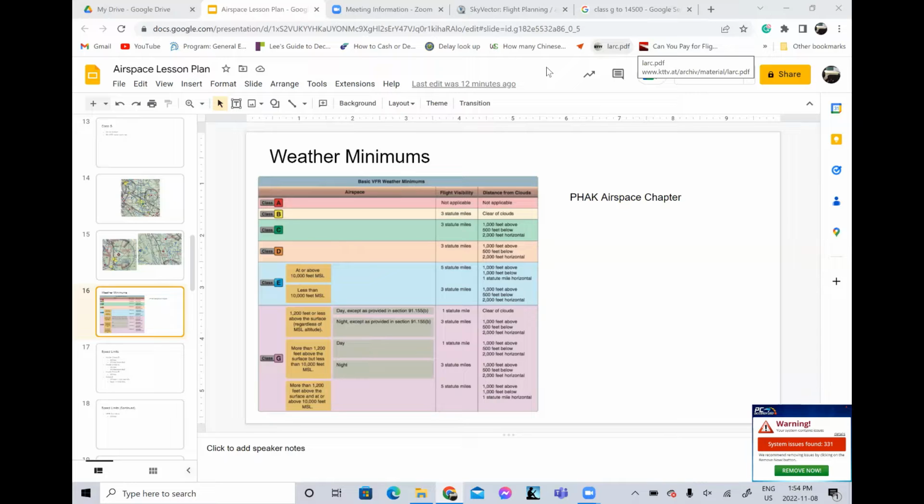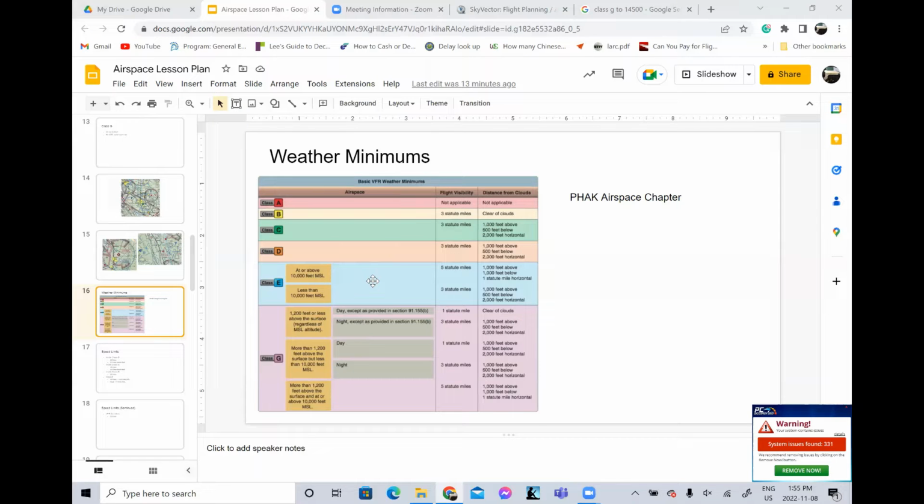Class Charlie and Delta have the same weather minimums, and a way to remember it is to use the 3-1-5-2 rule. So what that means is 3 statute miles visibility. Sorry, I should reemphasize, 3 statute miles visibility. And you have to be 1,000 feet above clouds, 500 feet below, and you have to be 2,000 feet away from them. So as you can see, here's the 3-1-5-2. Same applies for class Delta.